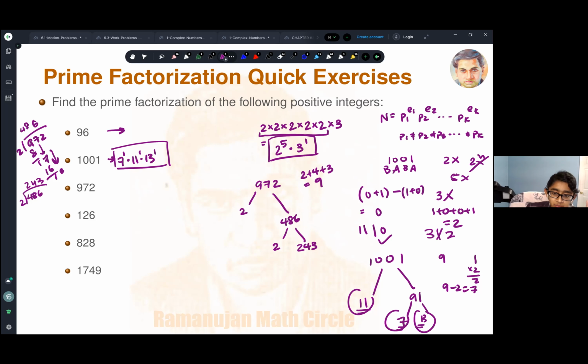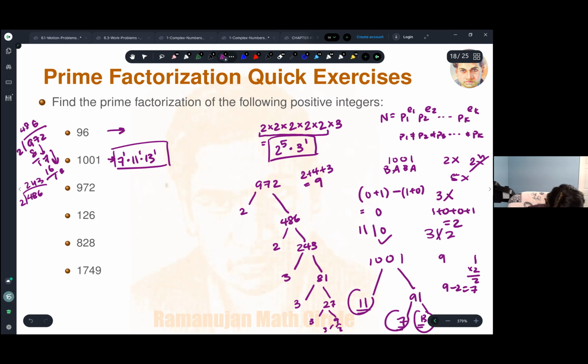But we're trying to prime factorize, and we want to get a prime on one side and something else on the other. If you divide by 3, you get 81. So we know that it's divisible by 9, but also you might know on the top of your head that 81 is equal to 9 times 9. So you do 3, you get 27, you do 3 again, you get 9, and you get 2 3s. So these are your numbers.